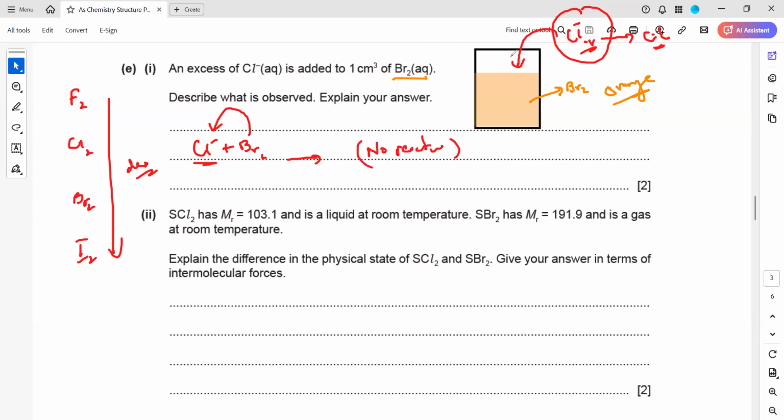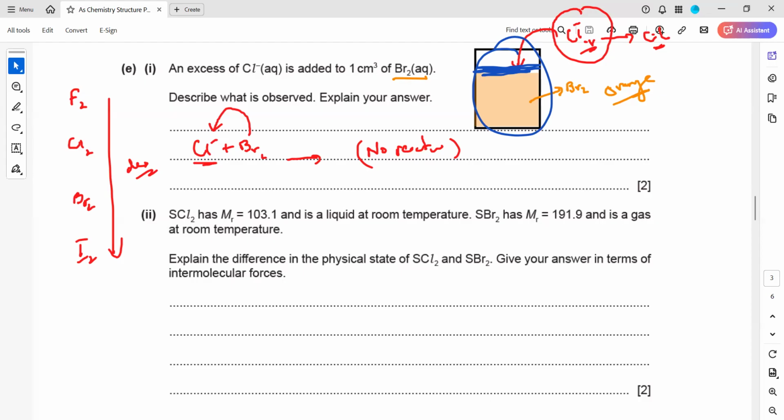If no reaction occurs and I'm adding a colorless substance to an orange substance, what is the appearance of the mixture? The appearance of the mixture won't change. As there is no reaction, it will remain orange. So for one mark you mention the color will not change, or no visible change is acceptable. And for the second point you mention that the bromine cannot oxidize the chloride ion, it is not a good oxidizing agent. That's why the reaction does not occur.